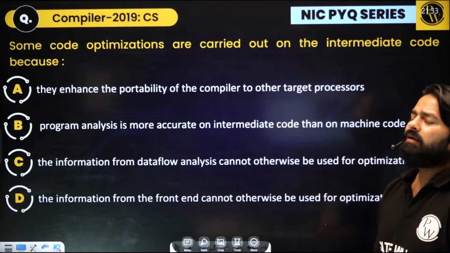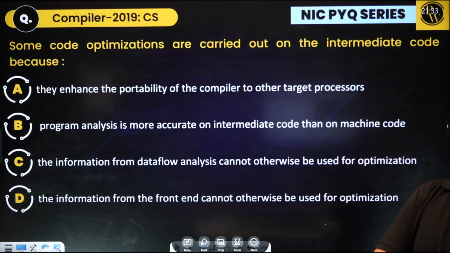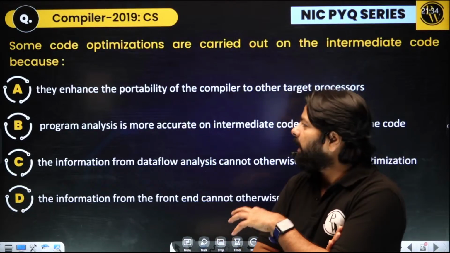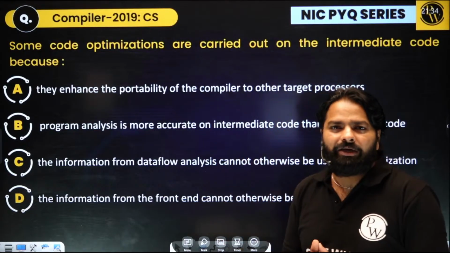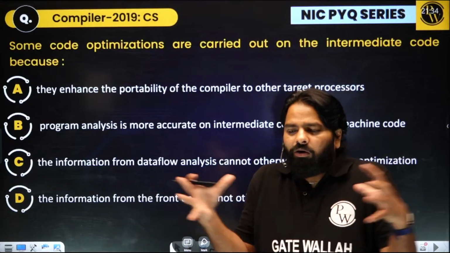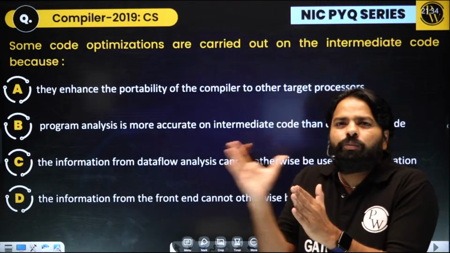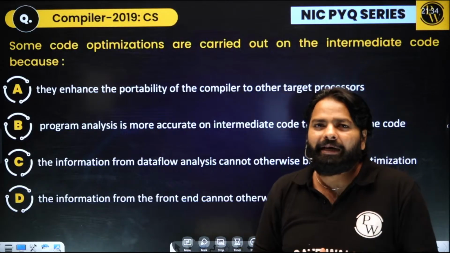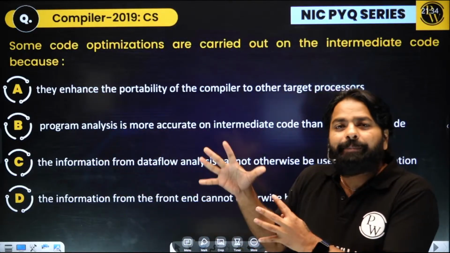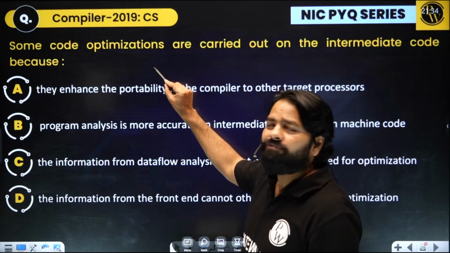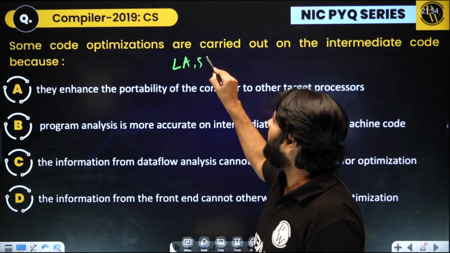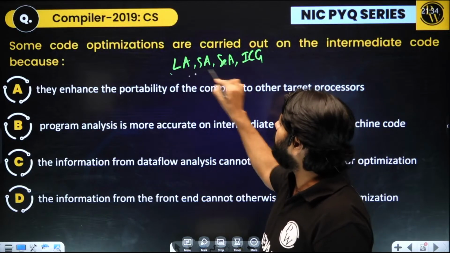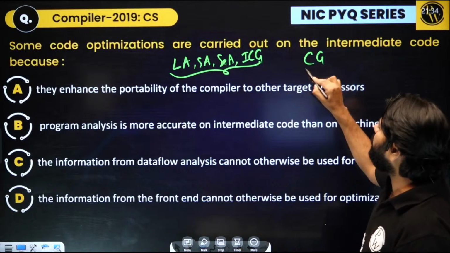No one? Some code optimizations, why do we do them on intermediate code? Do you know what the advantage of intermediate code is? If you have the intermediate code, you get the portability of the compiler, because you need not implement the whole compiler, all the 7 phases, together. You can make a 2 pass compiler. One pass is dependent on the programming language, the other depends on the machine. Lexical analysis, syntax analysis, semantic analysis, and what else? ICG. This whole thing you can implement separately, and code generation you can implement separately.